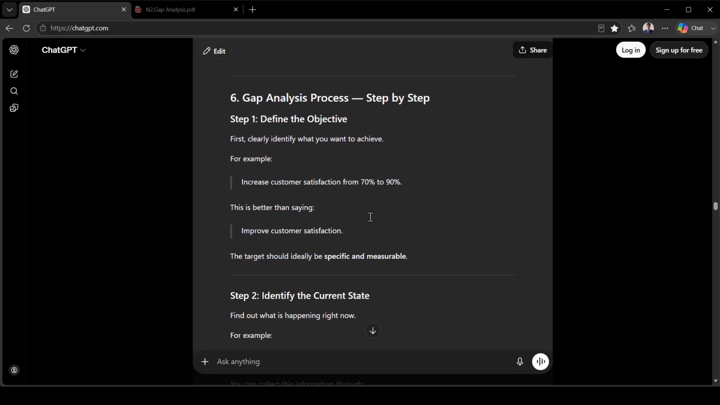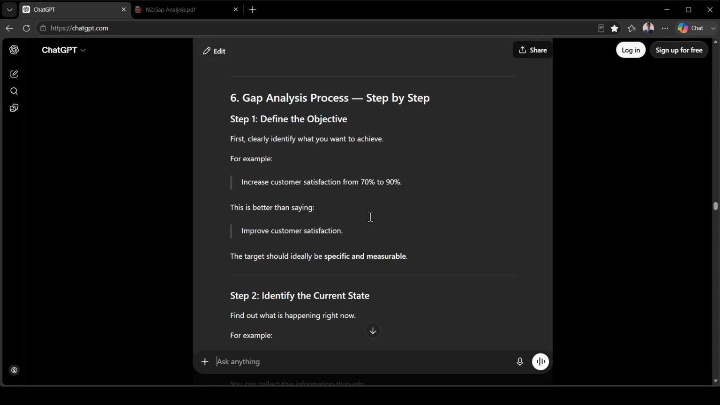Then the gap analysis process step by step. I will explain that so you can clearly understand what the gap is and where the gap is. Step one, define the objective. First of all, clearly identify what you want to achieve.